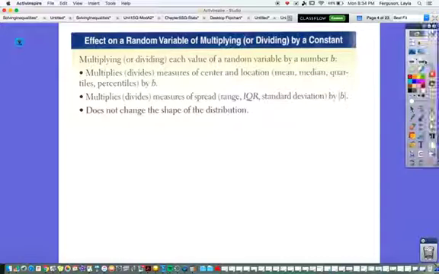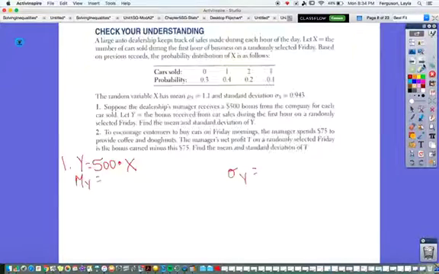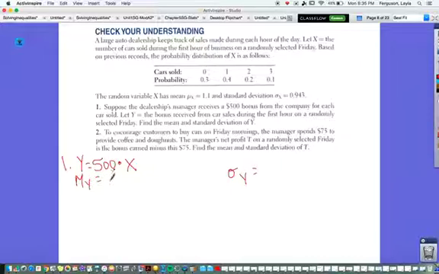So for example, on this problem, I am multiplying my random variable by 500, which means that to find the mean for my new equation, I would say 500 times the mean for X. And it tells us that the mean for X is 1.1. So the mean for Y is going to be 500 times 1.1, which gives us 550.